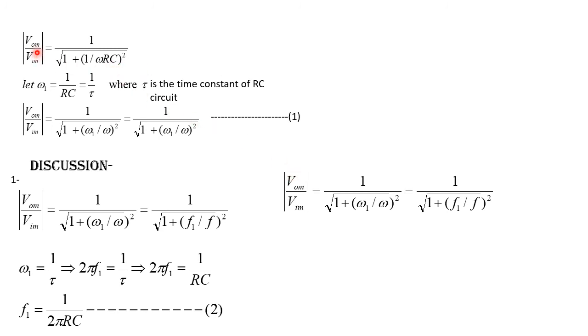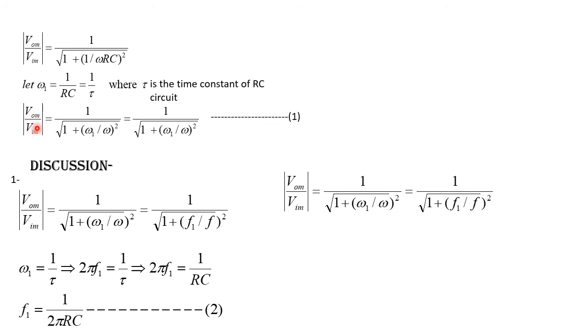Now this is the ratio of two amplitudes, output amplitude and input amplitude, and tau is equal to RC, the time constant. In this equation, suppose we replace the quantity 1 upon omega RC by a constant term omega 1, because R and C are constant quantities for a particular circuit. Therefore omega 1 is a constant quantity, and we will replace 1 upon RC in this equation by omega 1.